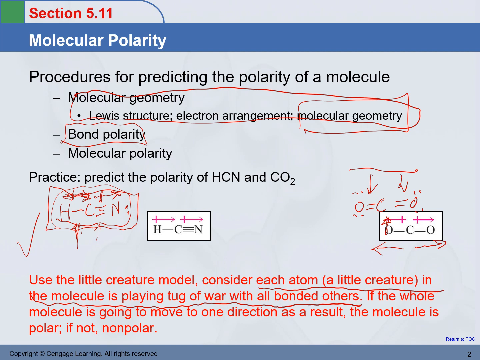Now I hope everyone has realized that in order to know the polarity of the molecule, you do need to know the geometry and bond polarity. Both molecules, in this case hydrogen cyanide and carbon dioxide, have polar bonds in them. However, if you talk about the molecule as a whole, the first one is polar. The second one, carbon dioxide, even though it has two polar bonds, is nonpolar as a whole because the two forces cancel each other.